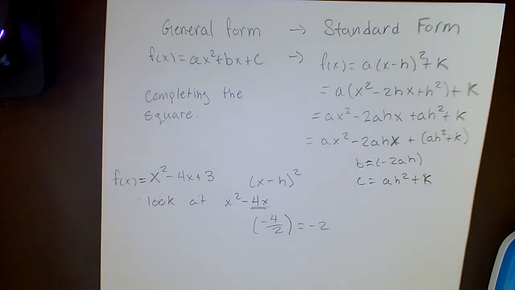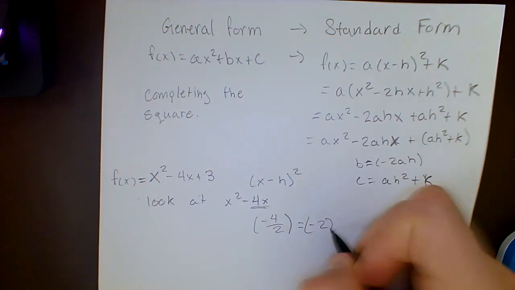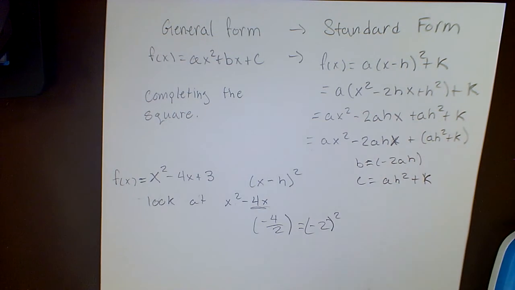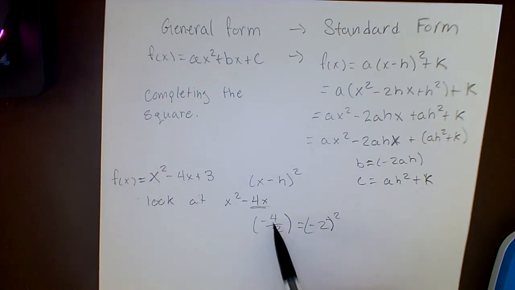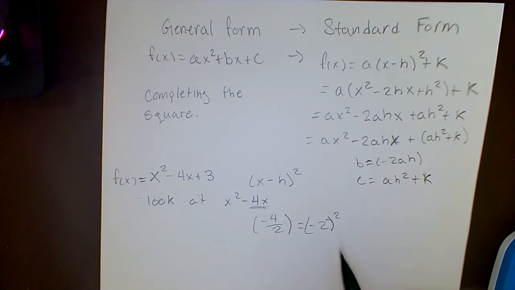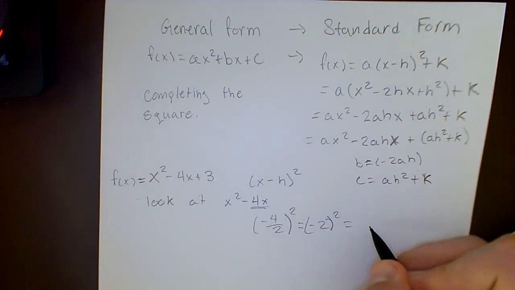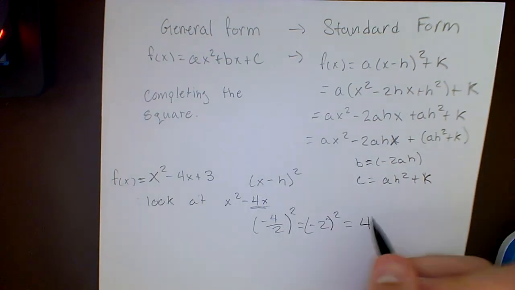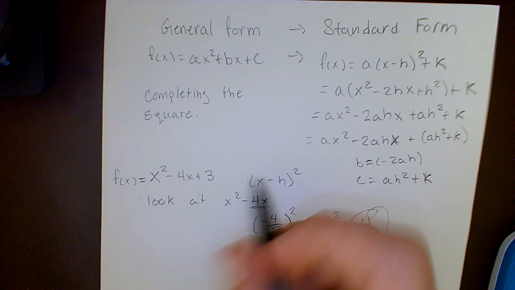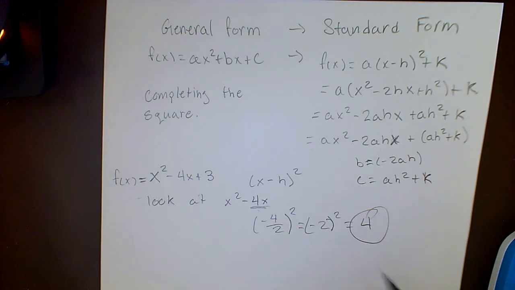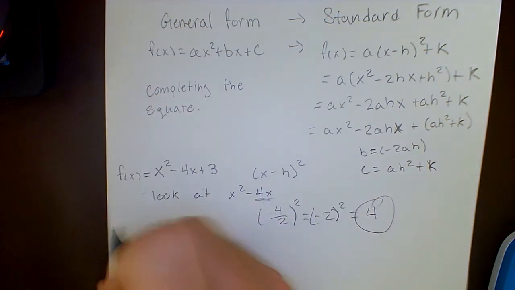But then I need to square it, because negative 2 times itself will be what we want to add on. We did discuss this back when we learned how to complete the square. You always look at the coefficient in front of the x, take it, divide it by 2, and then square it. So that's going to be plus 4. So plus 4 is what I'm going to add on, and then also subtract from this equation here.